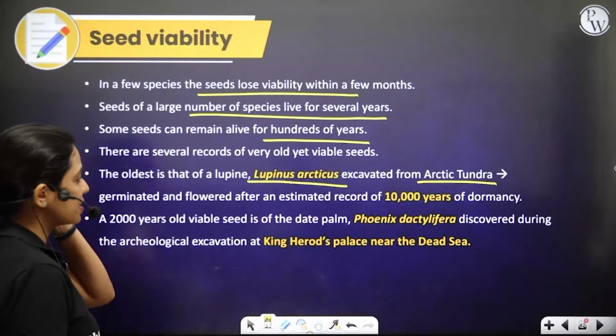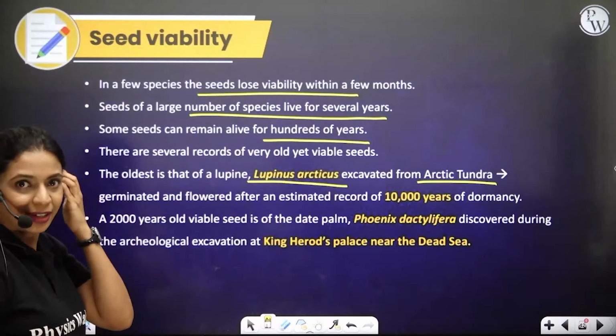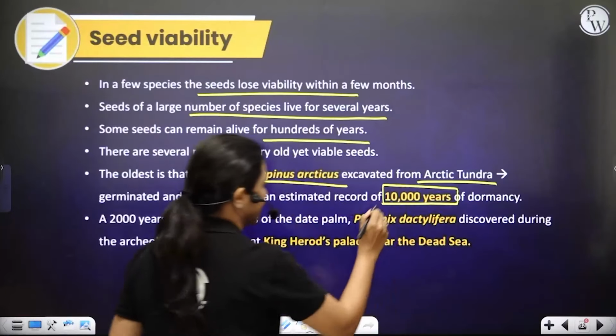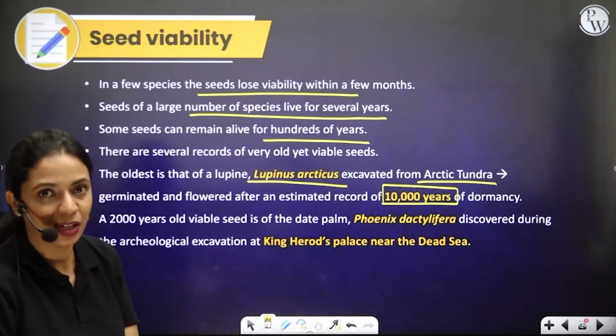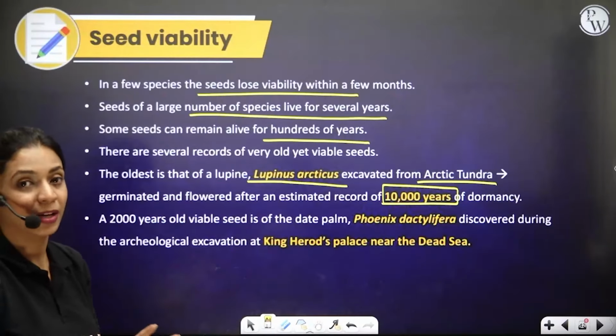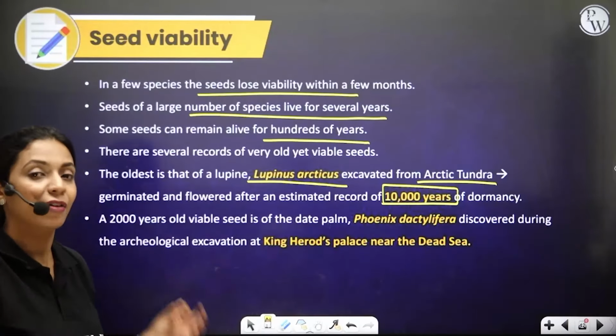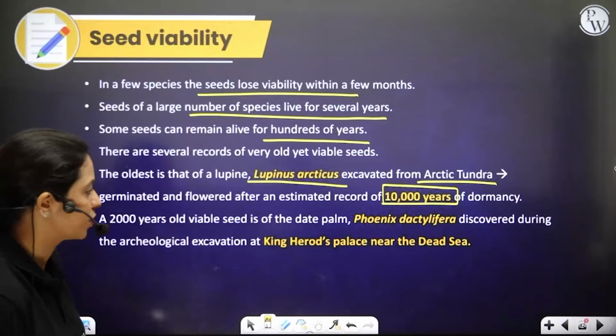So, this particular seed was germinated after an estimated 10,000 years of dormancy. For that long it was present within the ice, it remained dormant. On the return of the favorable conditions, we saw that it germinated after 10,000 years of dormancy.